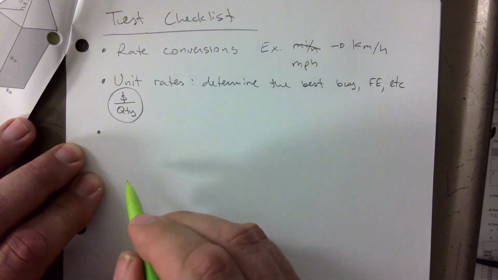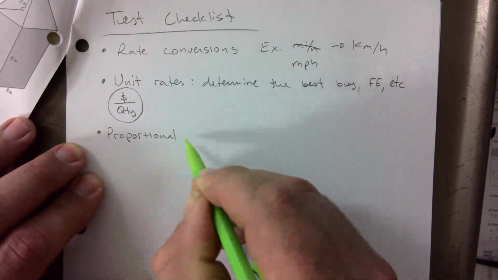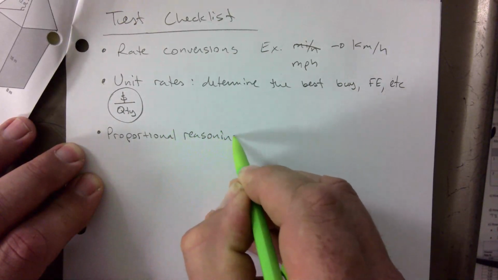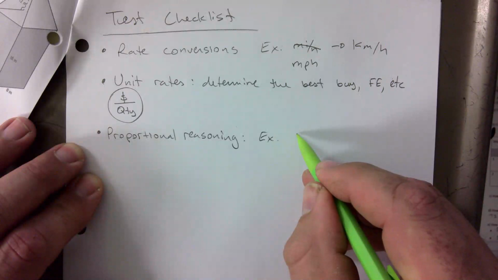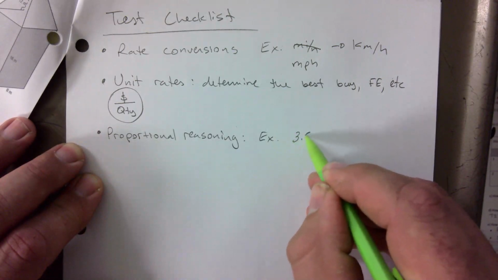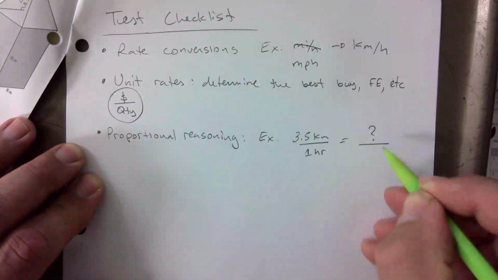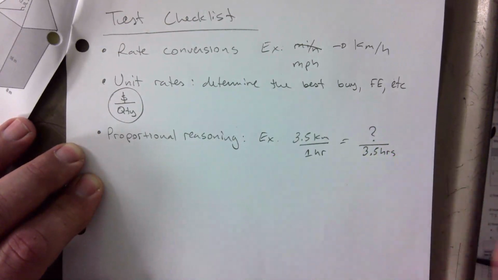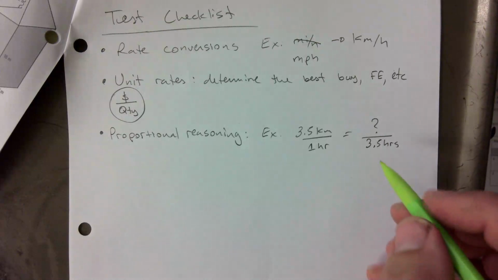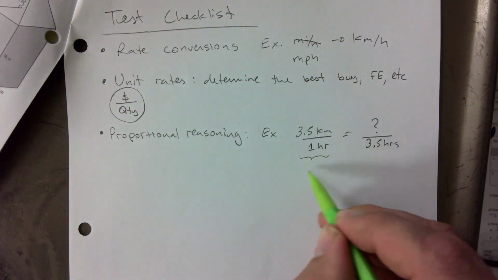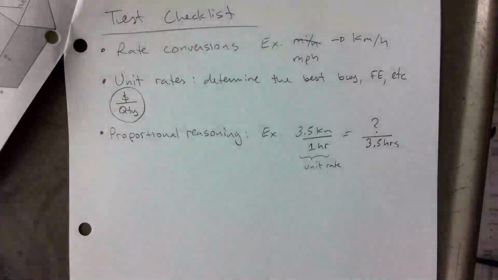Next, we have proportional reasoning. Okay, example. If you're walking 3.5 kilometers per hour, then how far will you go in 3.5 hours, let's say? Okay, and you have to figure out the unknown, cross multiply and divide. Okay. By the way, this is a unit rate because it's per 1 hour. Just making that observation there.